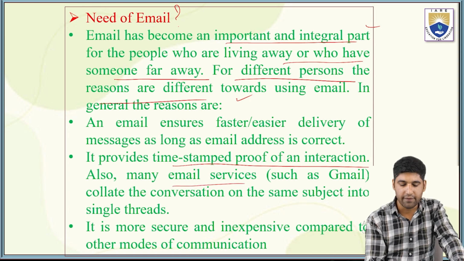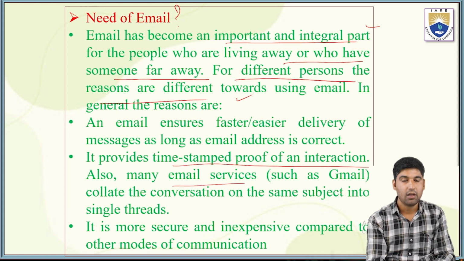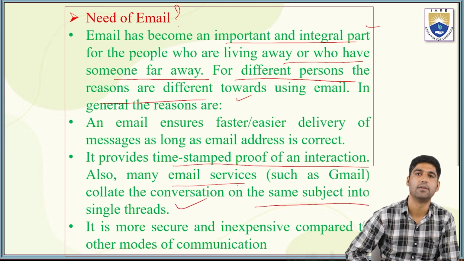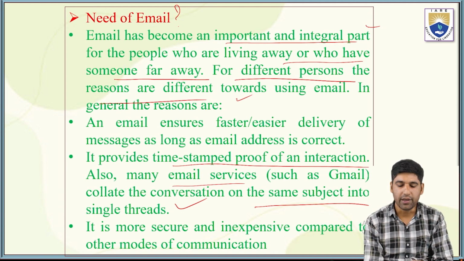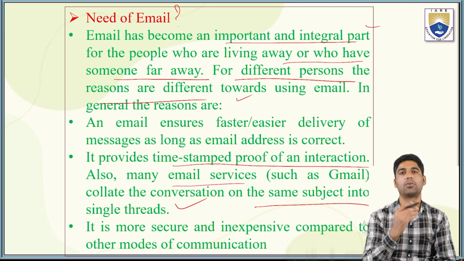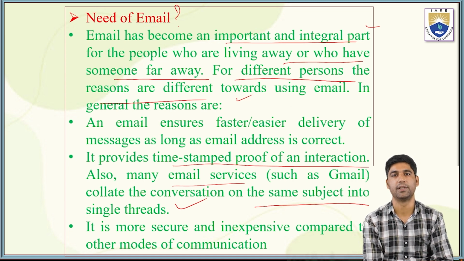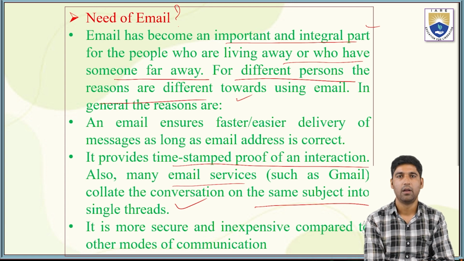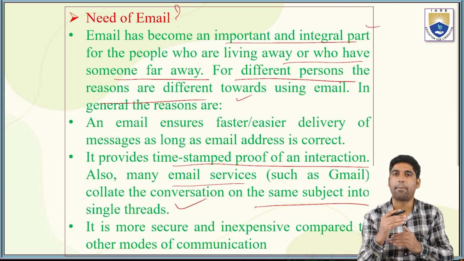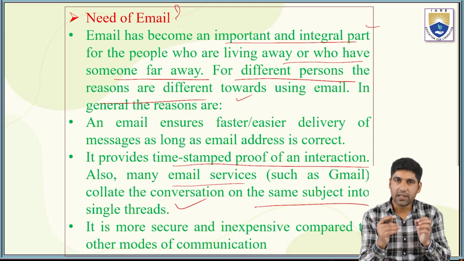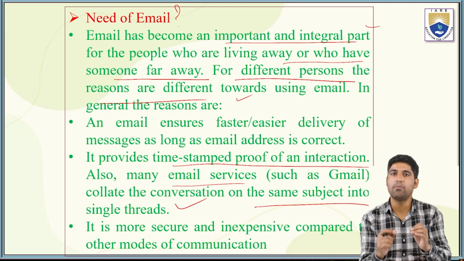Also, many email services such as Gmail collate the conversation on the same subject into single threads. So there are different advantages. We need it because you may want to travel back and check your past conversations which you have done through email, for example 1 year, 2 years, or 3 years back. When you go through those emails, you will see there is a timestamp proof. It will give you the date, and it will give you the time also.